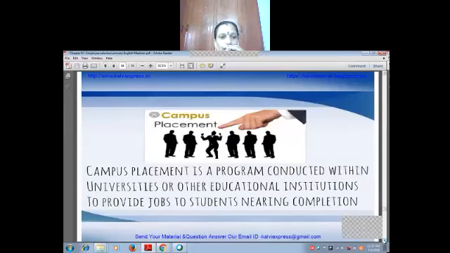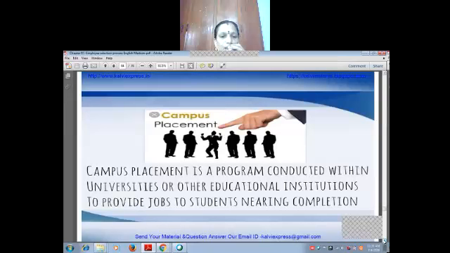And then campus placement. Campus placement is a program conducted within universities or other educational institutions to provide jobs to students nearing completion. You know very well about campus interviews. Before you complete your degree, so many companies will come and interview. They will find their suitable person for their company, give a job to that person, and go. So that student will get a job before completing his degree. That is called campus interview.